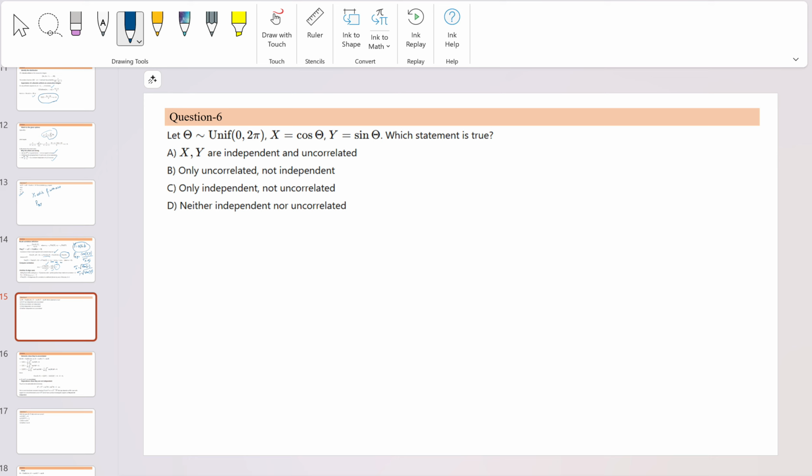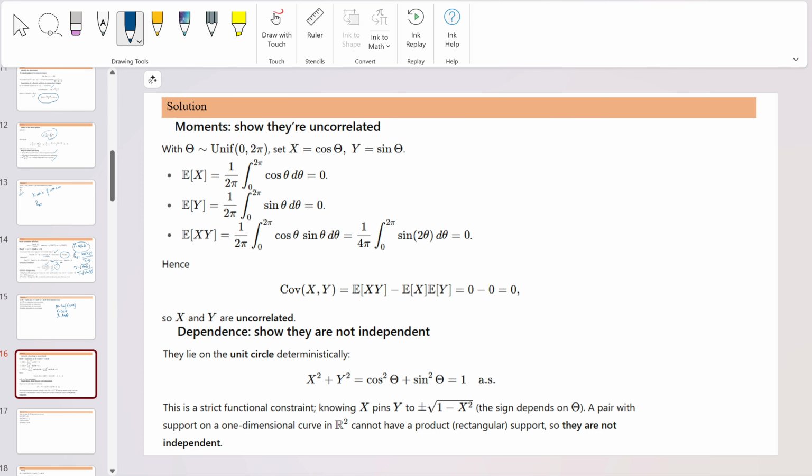Okay, let me give the solution for this. The question says theta is a uniform distribution in 0 to 2 pi, x is equal to cos theta and y is equal to sin theta. Which statement is true? You have to tell whether x and y are independent and uncorrelated, only uncorrelated, or independent. With theta uniform in 0 to 2 pi, set x equal to cos theta and y equal to sin theta.